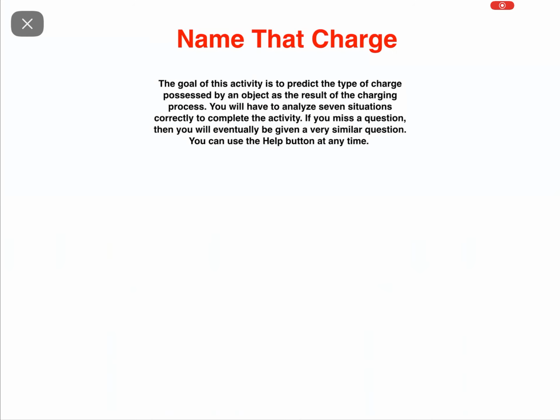and hit start. So the goal of this activity is to predict the type of charge possessed by an object as the result of the charging process. So there's going to be different situations that they give you. If you miss one, you'll get another one. And don't forget you can use the help button on the bottom to get information. So rather than just guessing, I want you to actually go to the help button so that it'll teach you a little bit as to why you got something incorrect.